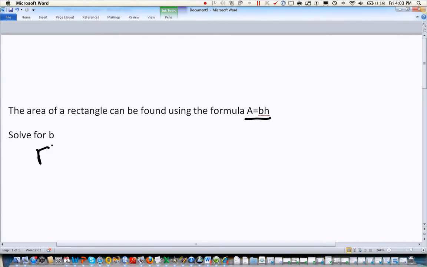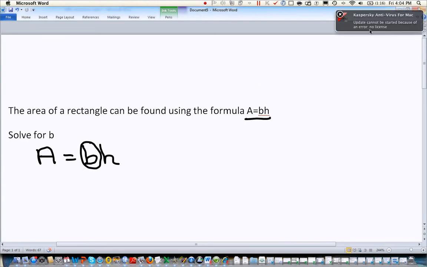What this means is, before we put any numbers in, we want to manipulate this formula so b is alone instead of the letter A. Well, we can do this by pretending we're dealing with numbers. I'm going to circle the letter b because that's what I want to get alone, and I'm going to think about what is stuck to the letter b. The letter h. And this is base times height.